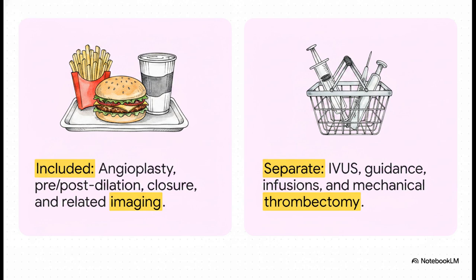In our combo meal bucket, we have everything included in your primary stent code. That's the angioplasty in the same vessel, pre- and post-dilation, closure devices, and related imaging. You do not bill these separately. But over in our a la carte section are services like intravascular ultrasound, ultrasound guidance for vascular access, mechanical thrombectomy, and thrombolytic infusions. If the physician performs these specific services, they actually earn their own separate codes.